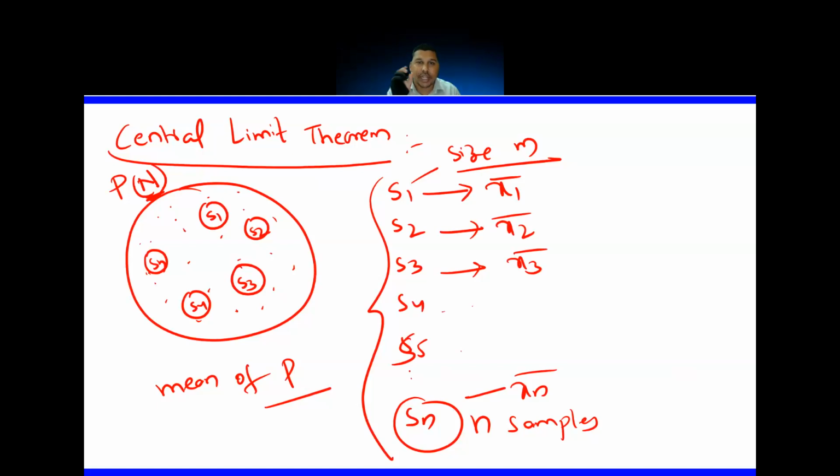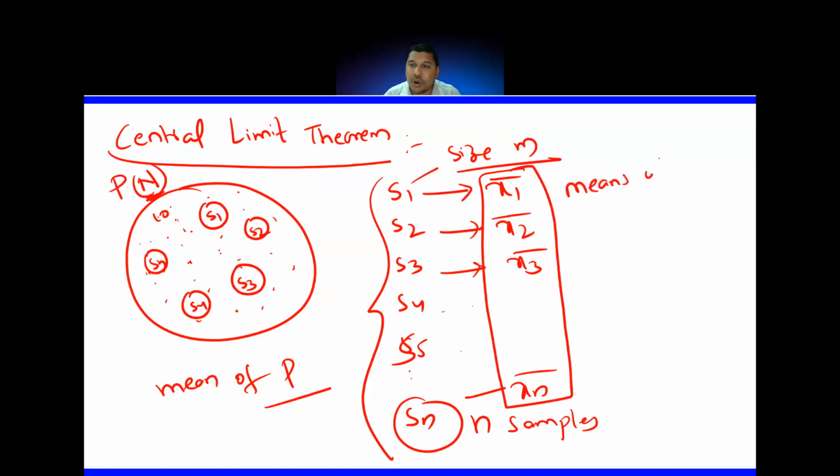For each sample, you are calculating the mean, average. So these are some numbers, maybe 20, 20, 30, 15, 14, 15, something. You are randomly drawing a sample. For that sample, you are trying to find out the average. X1 bar, X2 bar, X3 bar, so on. So what are these? These are the means of samples, or I can say sample means.